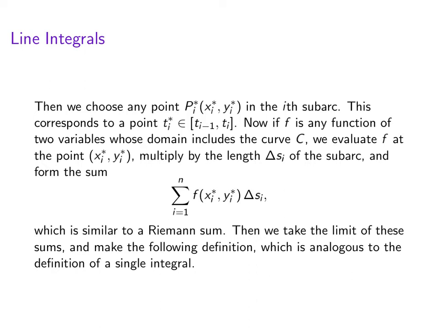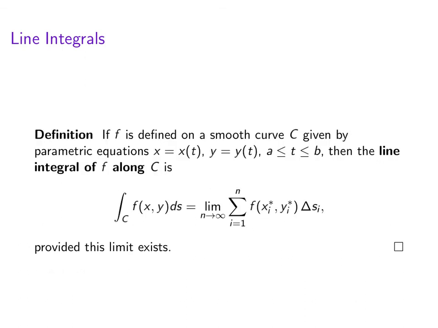This definition is going to be analogous to the definition of a single integral. So we say that if we have a function that's defined on a smooth curve C, given by parametric equations x equals x of t, y equals y of t, where the t values go between a and b, then we define the line integral of f along C to be the limit as n goes to infinity of the Riemann sum that we talked about before. The notation we'll use is an integral with a C below the integral sign of f of x, y ds. This is all, of course, provided that the limit exists.